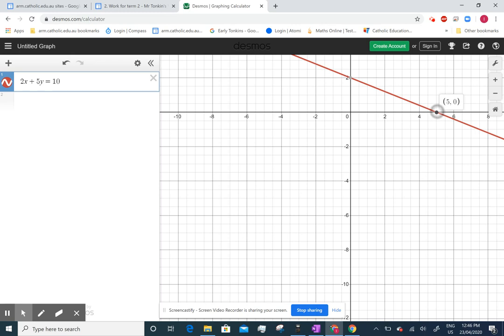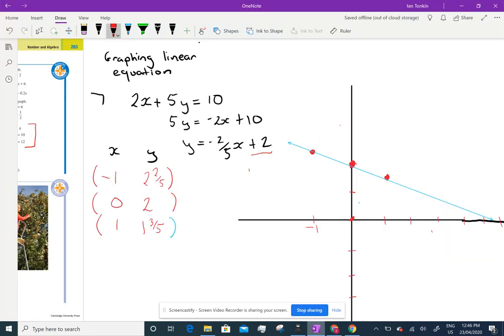And here we can see it actually goes through 5. There's my 2. What was my 1 value again? 1 and 1.6, and the negative 1's there. So there we go.